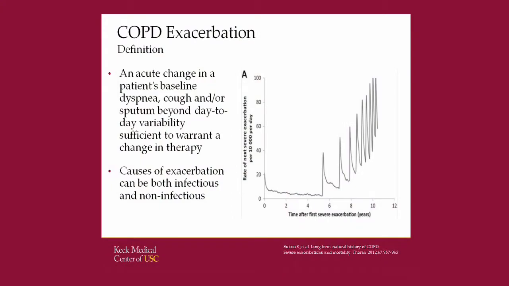And again, exacerbation, how do we define it? It becomes a little challenging because it really matters how you're asking the right questions. It's defined as an acute change in the patient's baseline dyspnea, or shortness of breath, cough, and or sputum beyond the day-to-day variability. This depiction from 2012 says that if you have an exacerbation, the likelihood of a second one and subsequent ones becomes what's considered a clustering. They become more frequent and more severe in nature.